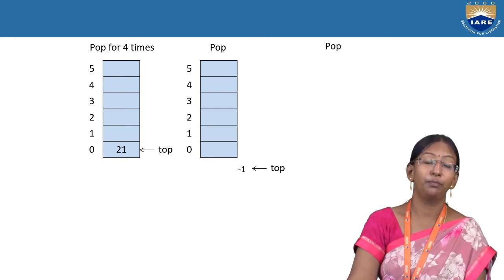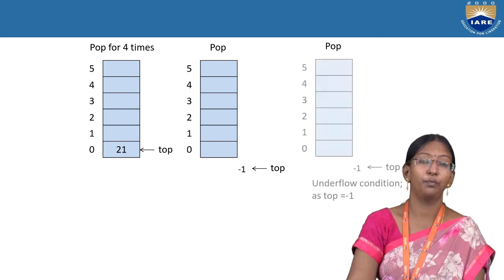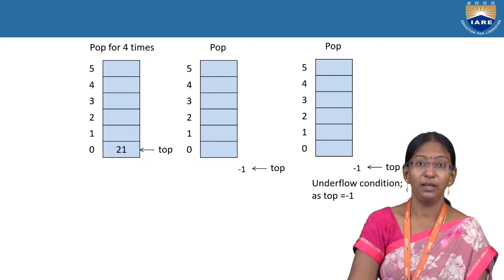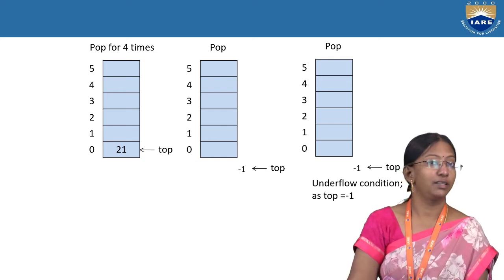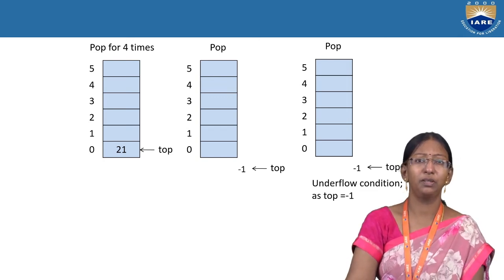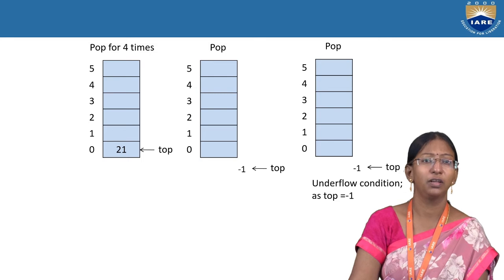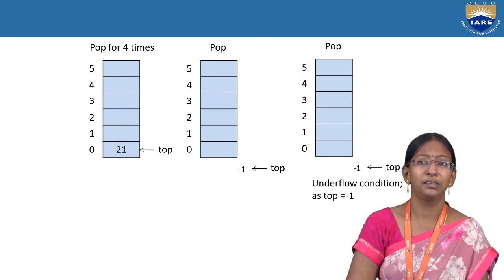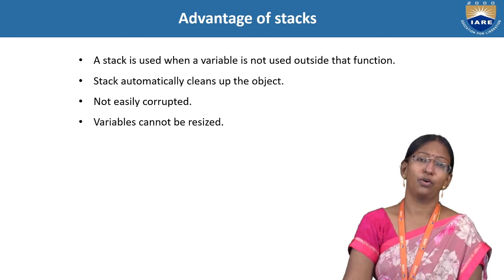What will happen if you try to perform a pop operation again? The underflow condition raises. Why? Top is pointing to minus 1, which itself says that the stack is empty. What will happen if you try to remove an element from an empty stack? The underflow condition raises. So these are the few operations on stack.